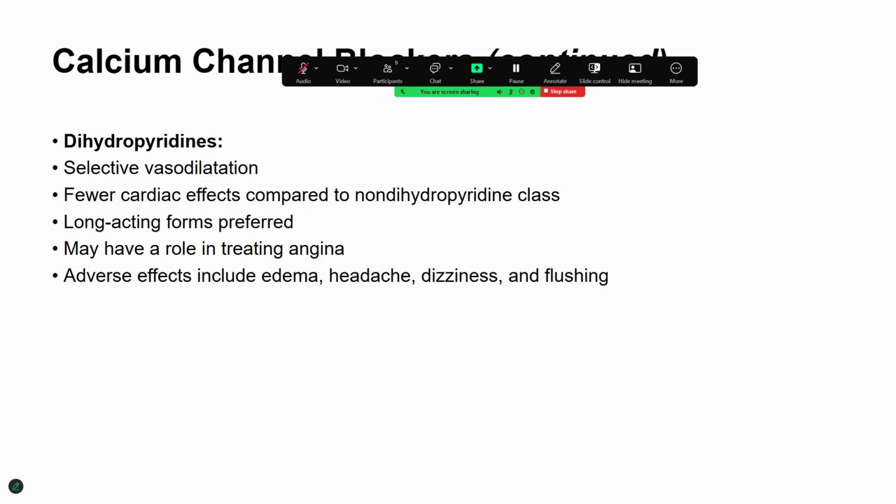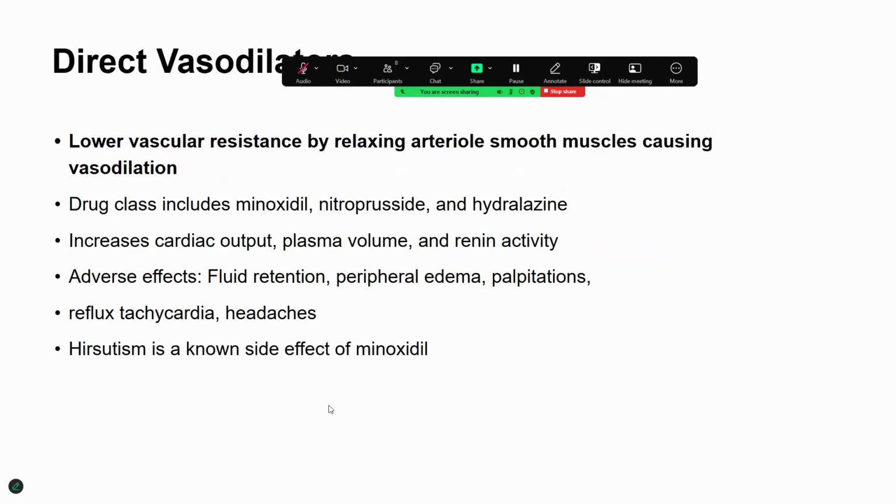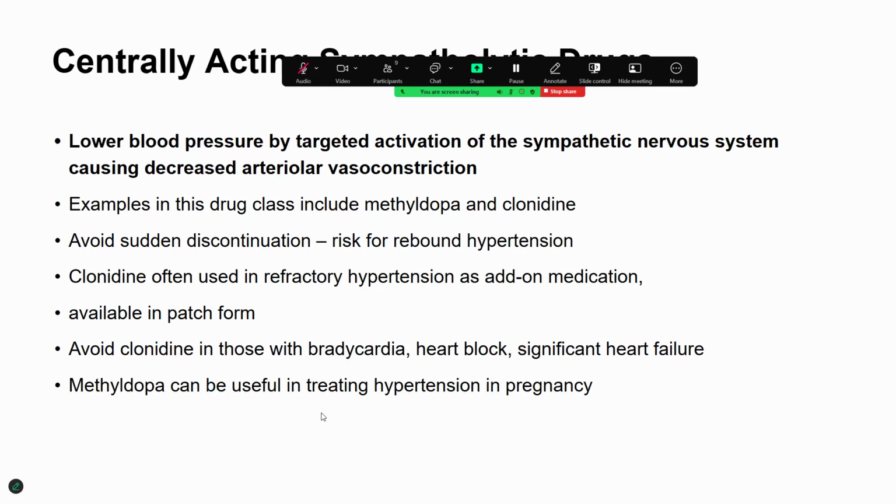Your direct vasodilators, minoxidil, hydralazine, increase cardiac output, plasma volume, and renin activity. Adverse effects are fluid retention, peripheral edema, and palpitations, and they can cause hirsutism with minoxidil, which may or may not be a good benefit for some patients.